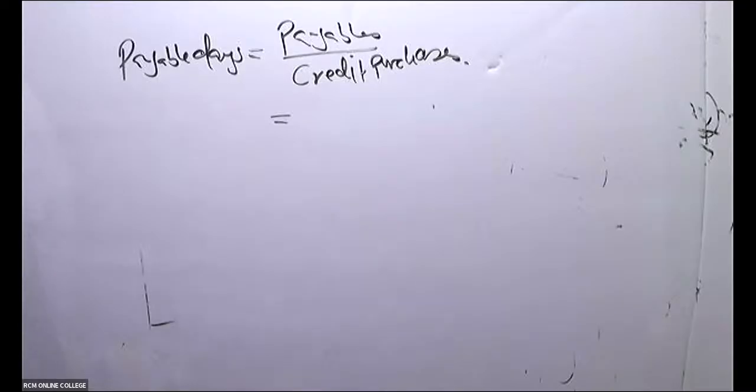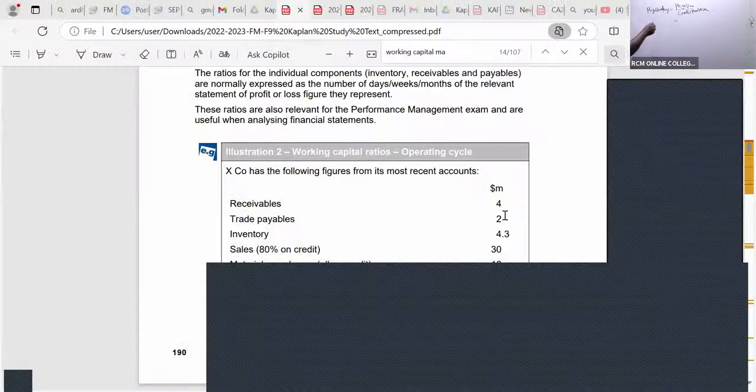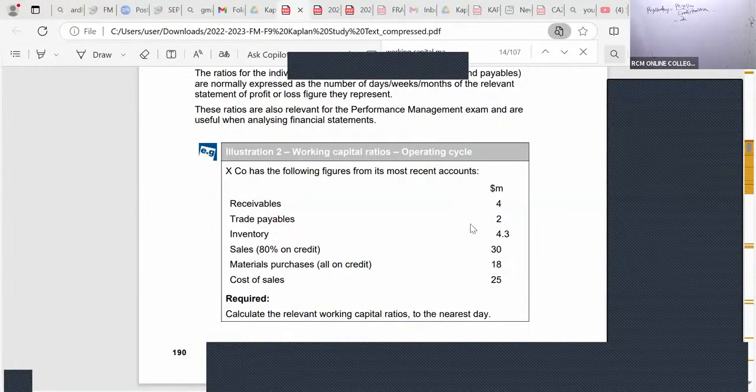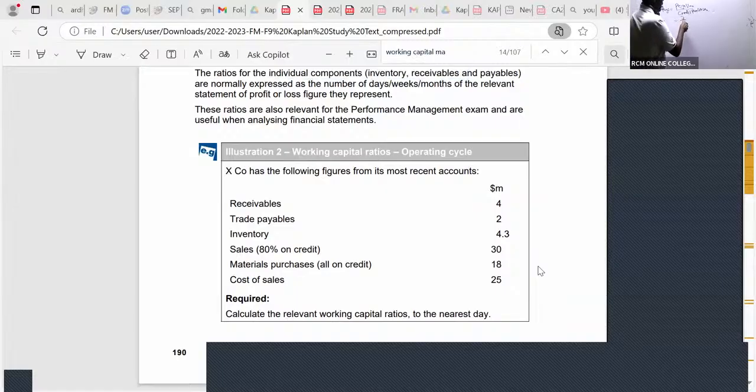So, as the examiner has given me the payables, oh yes, trade payables of 2. How about credit purchases? Credit purchases, ladies and gentlemen, we have materials purchased all on credit, 18, times 365. So is there somebody who is able to give me this figure as a whole number? Remember, they told us to round off to whole numbers.